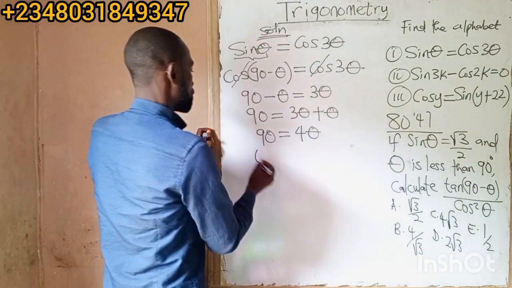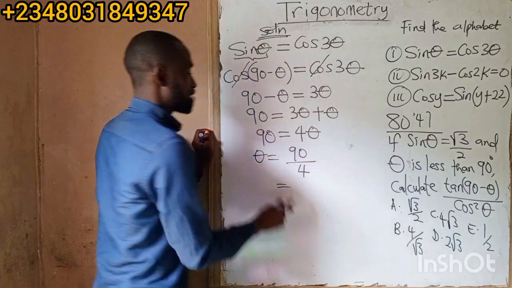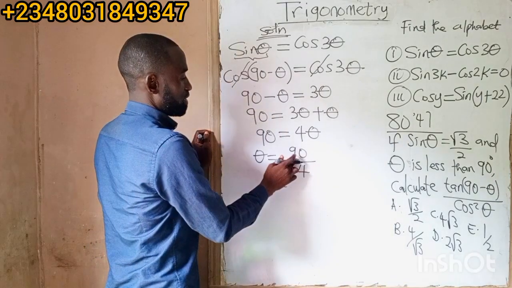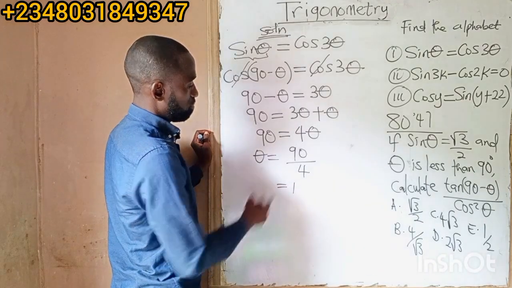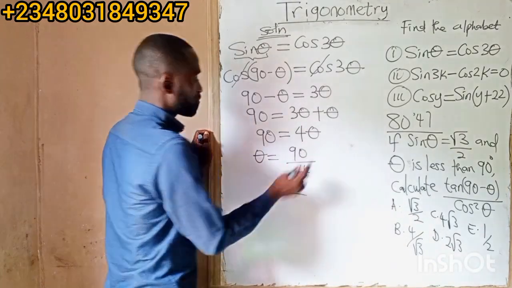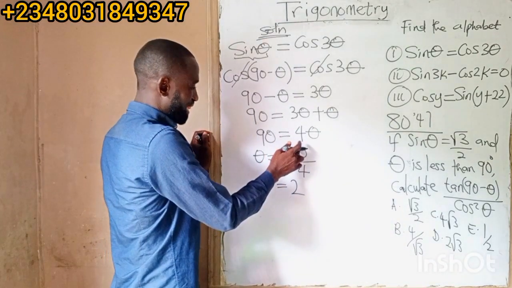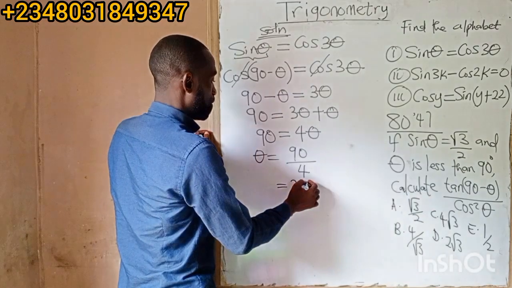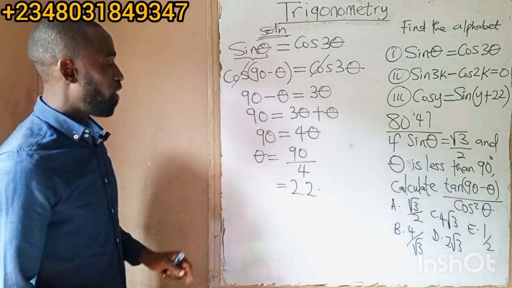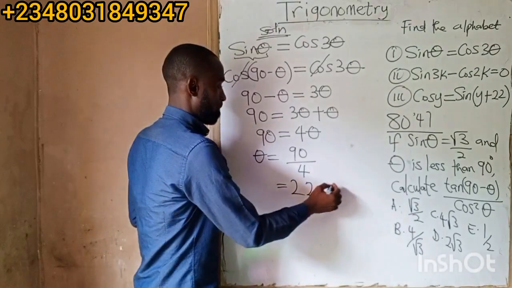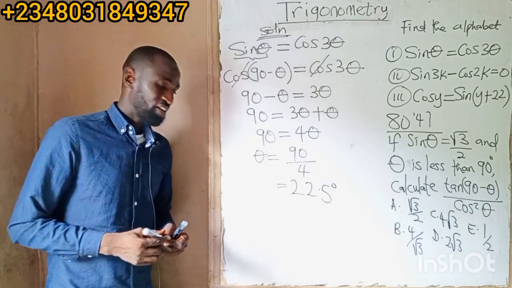So what do we have for theta? Theta will be just 90 all over 4. What does that give us? 4 in 9, we have 2, that is 8, remainder 1. 4 in 10, we have 2, remainder 2. Then point. Then 4 in 20, we have 5. So 22 point 5. 22.5. That is the final result.